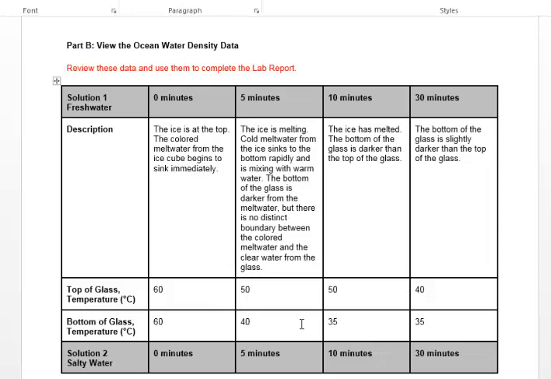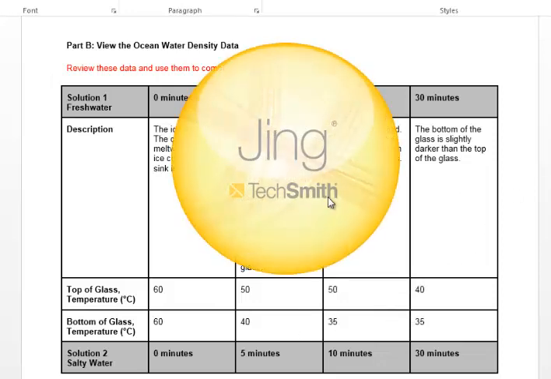Now in the video they are taking 3 samples of water: fresh water, salty water, and saturated water. The fresh water has no salt in it, the salty water has some salt in it, and then the saturated water has the most amount of salt the water will hold. It is fully saturated with salt.